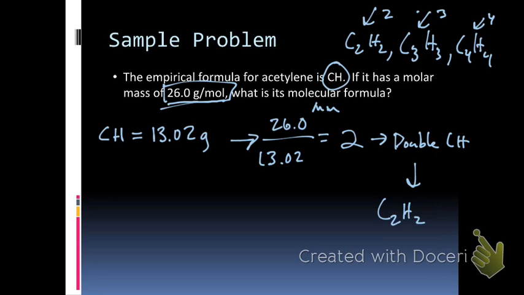Now, if you think about it, CH, its molar mass is 13. C2H2 is going to be 26. This one is 39, right? And this is, whatever, 4 times 13, 52. So these masses are all multiples of 13. So we figured it out this way.